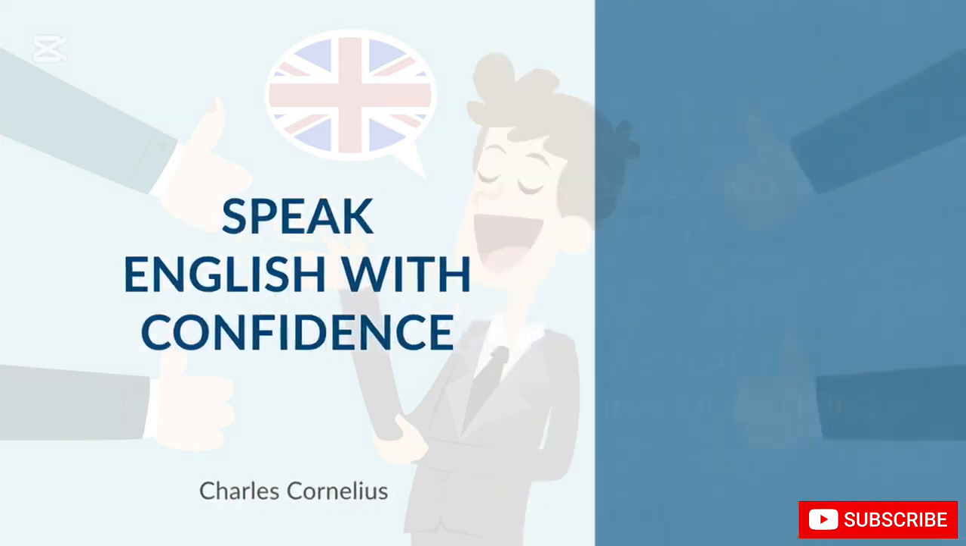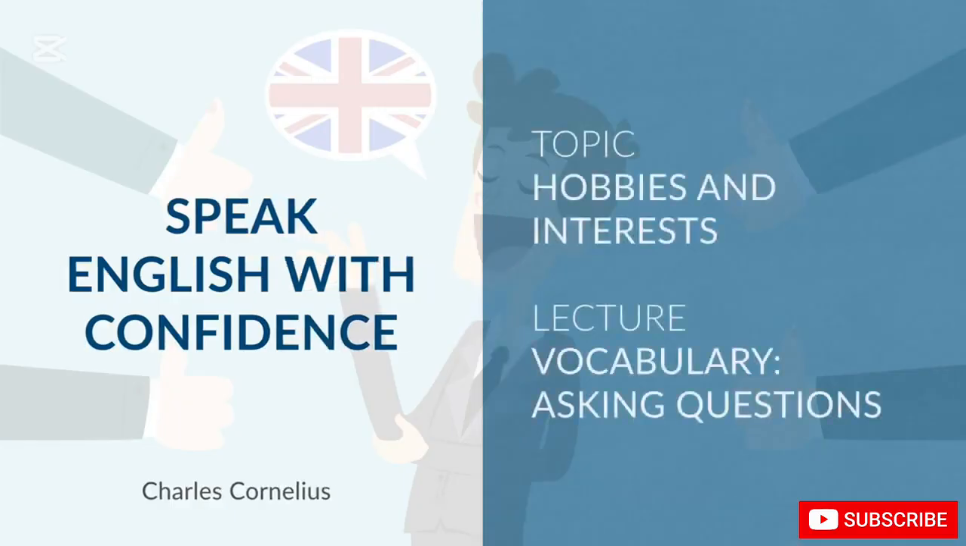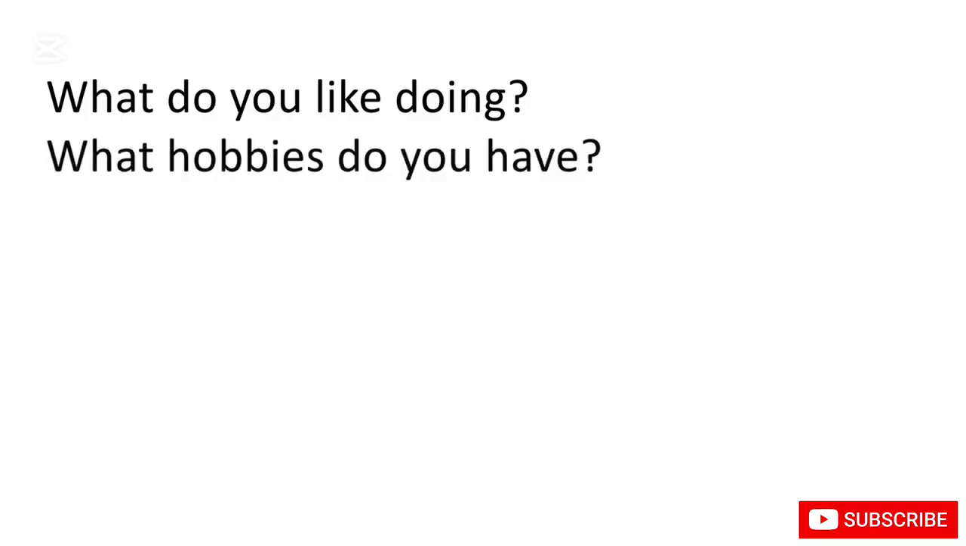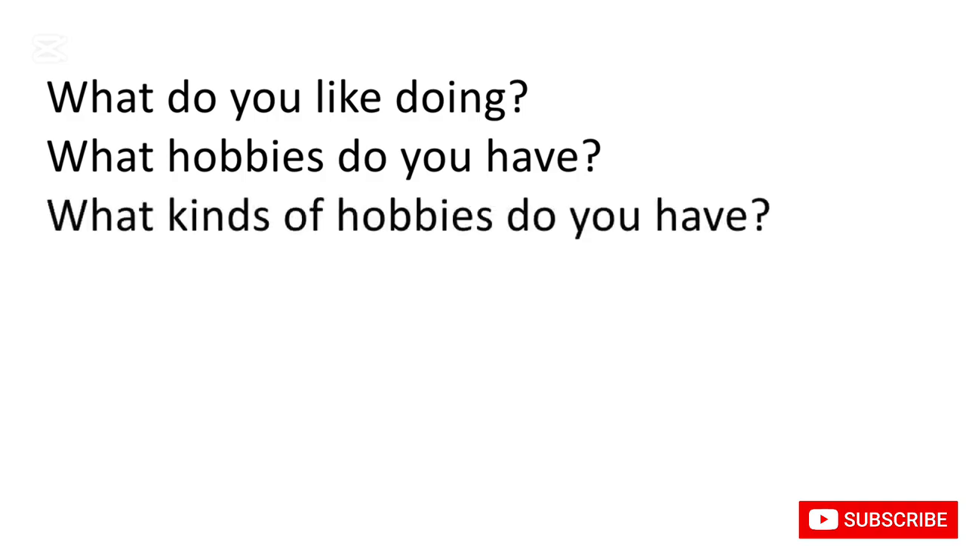In this lecture, we're going to very quickly look at some questions for asking about somebody's hobbies or interests. So here are some common questions that you can use. What do you like doing? What hobbies do you have? What kinds of hobbies do you have? So the last two are very, very similar types of questions. You'll get the same kind of answer from people.